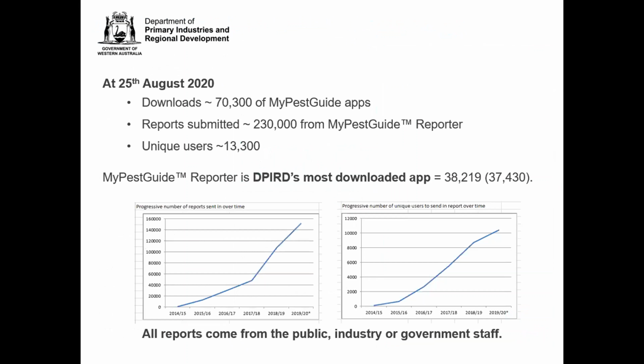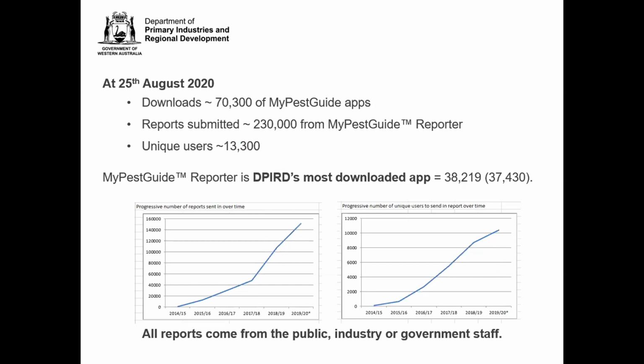So I get asked the question, everyone likes stats. Yes, there's lots of people who download it, lots of people who delete it and add it again, and more people that download it fresh. We have over 230,000 reports sitting in the reporting, just the MyPestGuide report project, not the other 80 projects. We have over 13,500 unique users now, and those are usually people who are very good at going out on a regular basis and reporting.